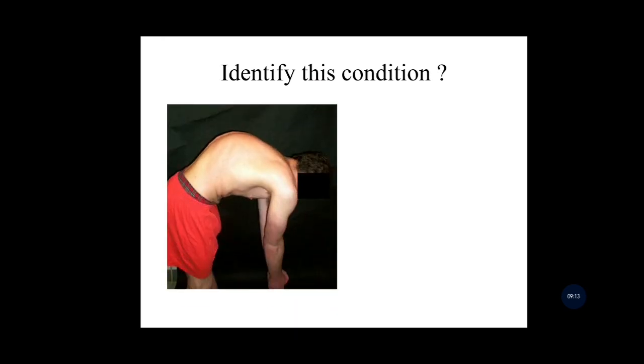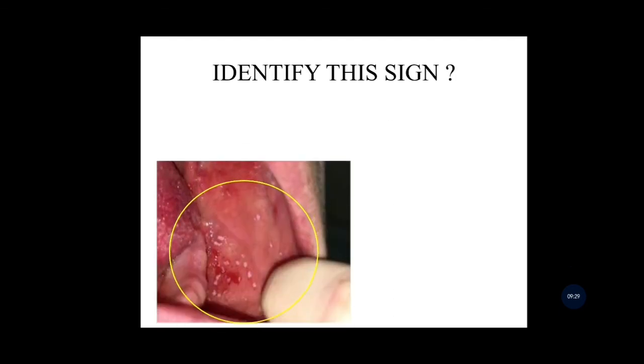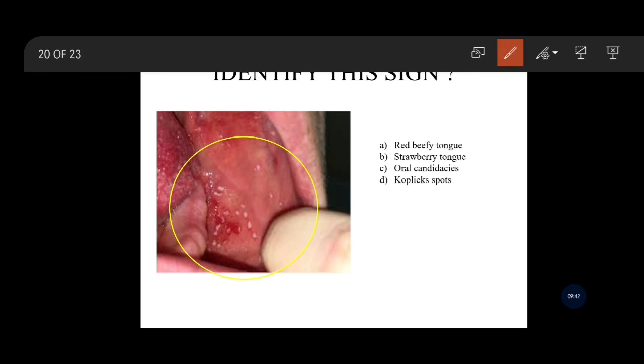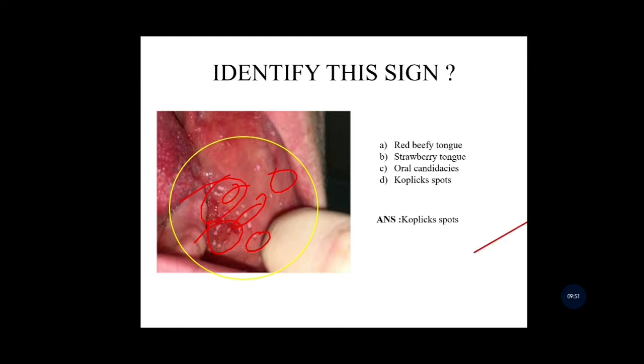Identify this condition. Options: kyphosis, lordosis, scoliosis, intervertebral disc prolapse. This condition is called kyphosis. Kyphosis is a backward bending of the vertebrae. Identify this sign. Options: red beefy tongue, strawberry tongue, oral candidiasis, Koplik spots. Here some small spots are there, and you can see these spots. So the answer is Koplik spots.